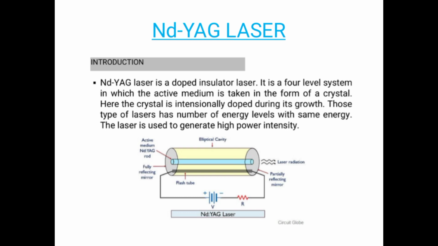It is a 4-level system in which the active medium is taken in the form of a crystal. Here the crystal is doped during its growth. So this type of laser has a number of energy levels with the same energy. This laser is used to generate high power intensity.